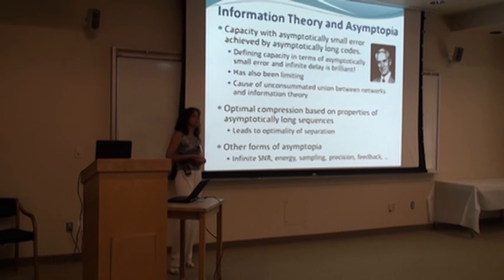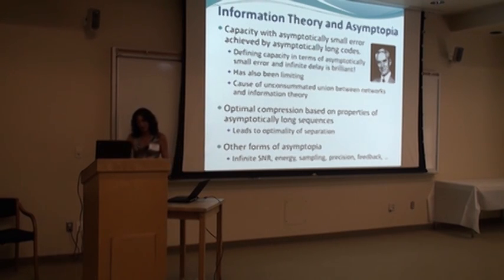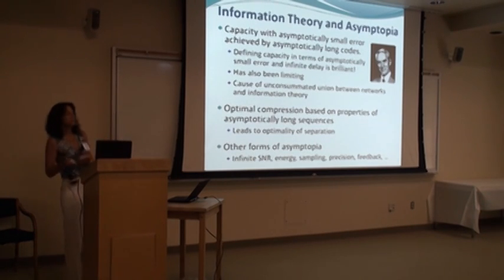Things like infinite precision. Actually, when you convert an analog signal to a digital signal, there's finite precision because you don't have an infinite number of quantized bits. And often with feedback, we assume infinite feedback, that we just have a wire from the receiver to the transmitter that conveys whatever was received perfectly with no delay back at the transmitter. So there are many, many assumptions that we make in coming up with fundamental limits.